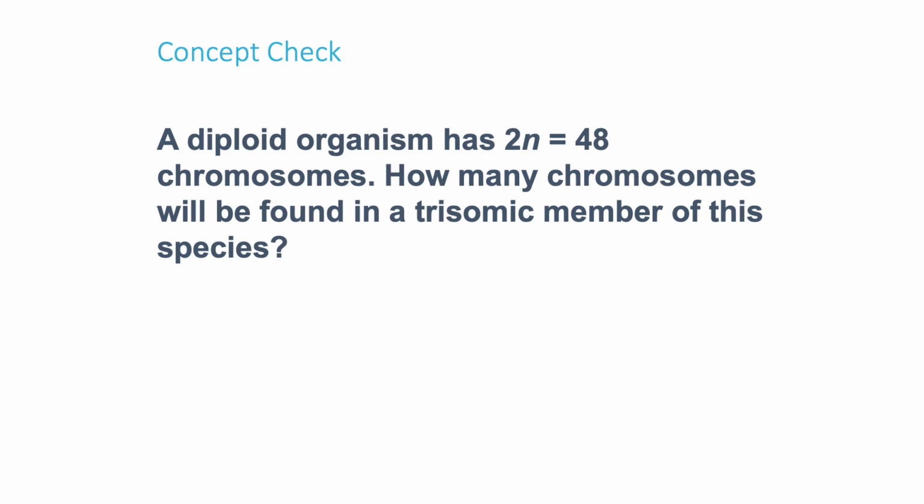And now just to brush up the concept, let's say a diploid organism has 2n equal to 48 chromosomes. How many chromosomes will be found in a trisomic member of this species? We learned that trisomy is a condition where the total number of chromosomes is represented by 2n plus 1. So in this case, 2n is 48, so 2n plus 1 would be 49. So the trisomic individual would have 49 chromosomes.